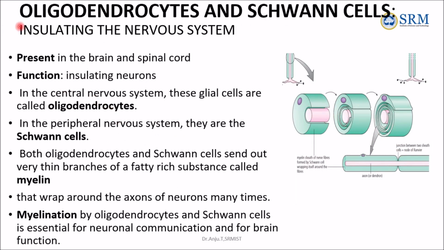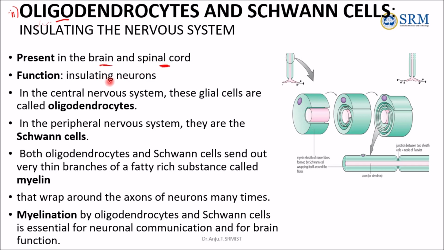The other type of glial cells are the oligodendrocytes. Where they are present and what their function is, we will see. These cells are present in the brain and in the spinal cord.